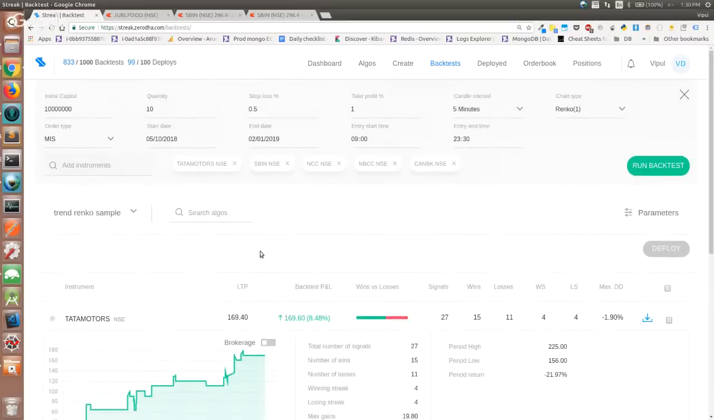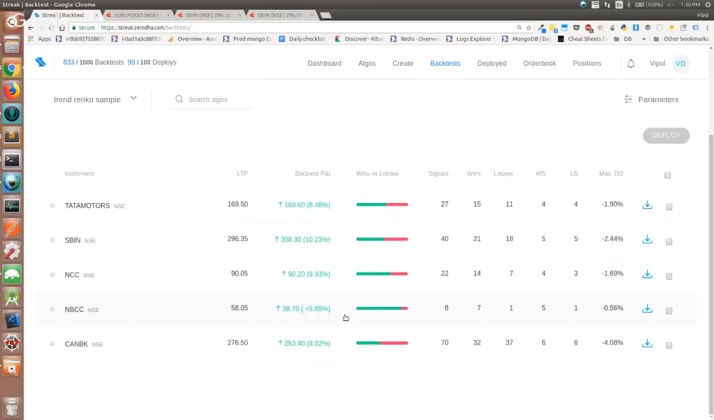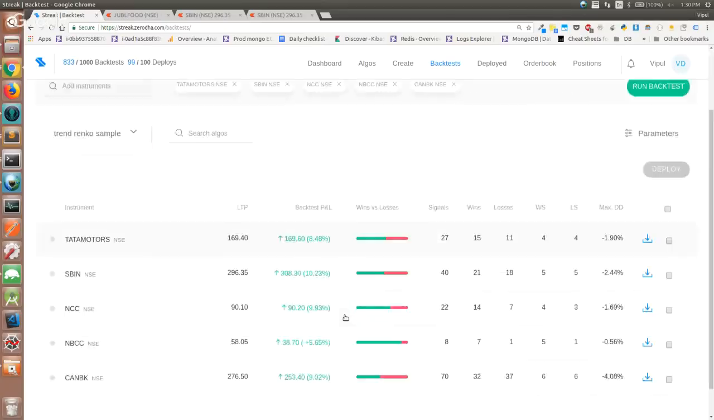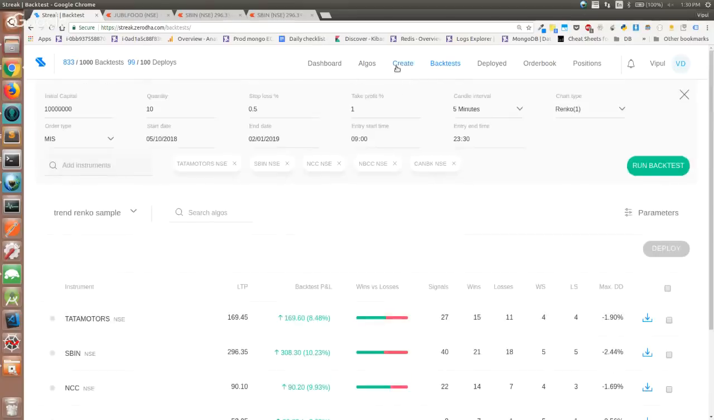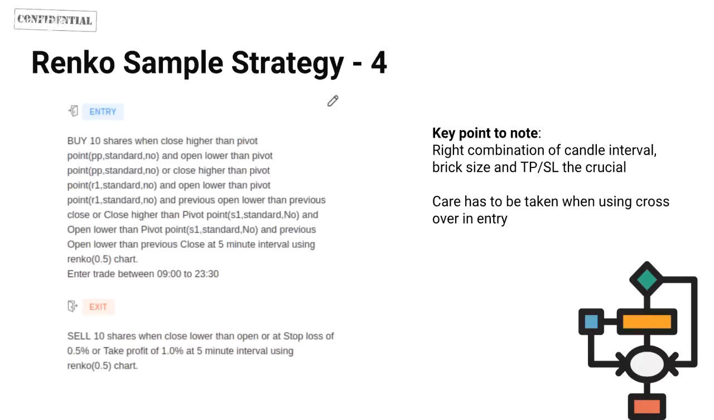Okay, great. Now that this strategy is covered, yes Sonu, I will cover Nifty. Please just wait for the last 5 minutes. Almost 3 strategies are covered. One more is remaining. Let's look at the next one. Again, key points to keep in mind are the brick size, the candle interval, and TPSL, which are very crucial. Care has to be taken when using crosses over and crosses below. Again, that will be covered in pitfalls.